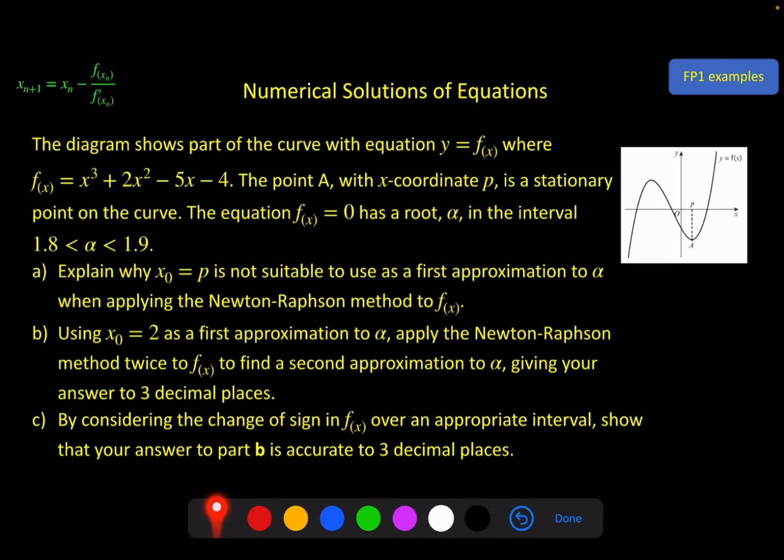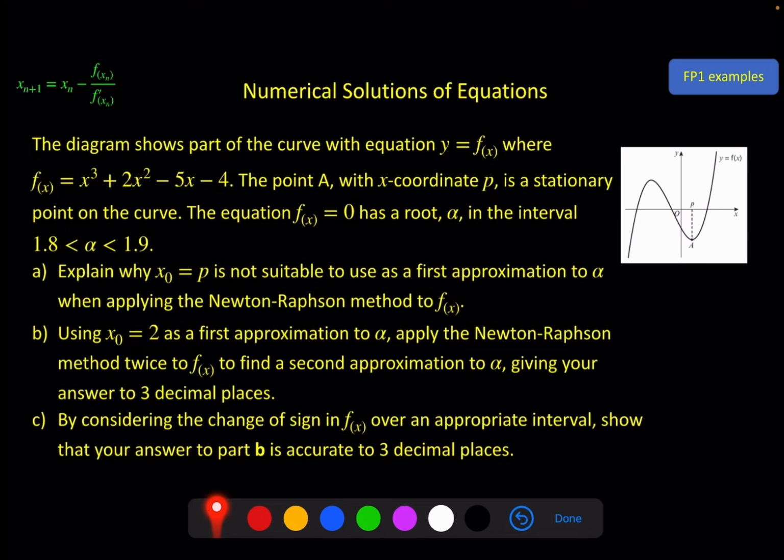Okay, this should be easy because it was literally the last thing mentioned on the previous slide. This turning point will have a gradient of 0, and if you put a gradient of 0 into the Newton-Raphson formula, you're trying to divide by 0, which you can't do. So it just won't work.